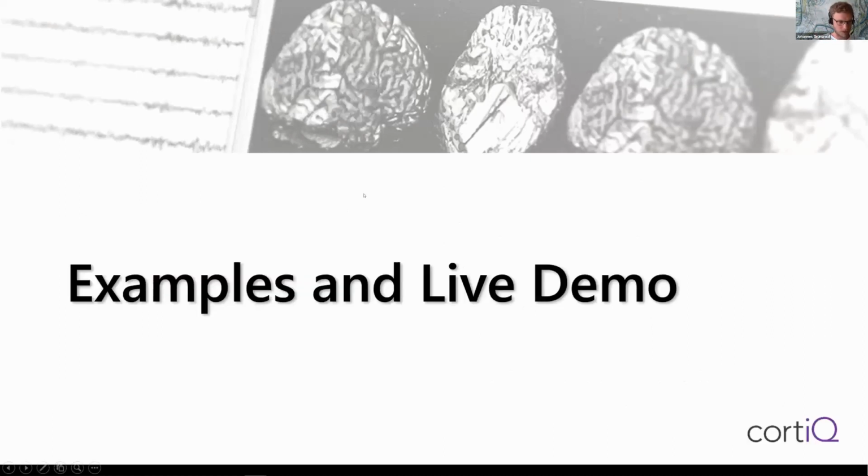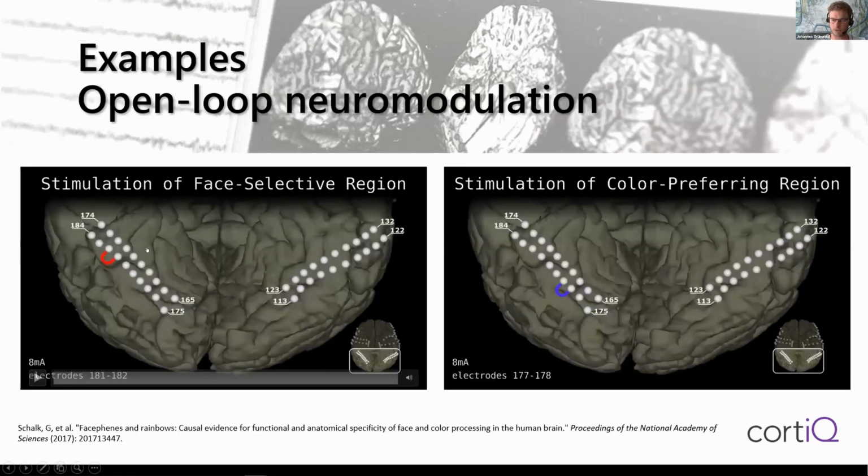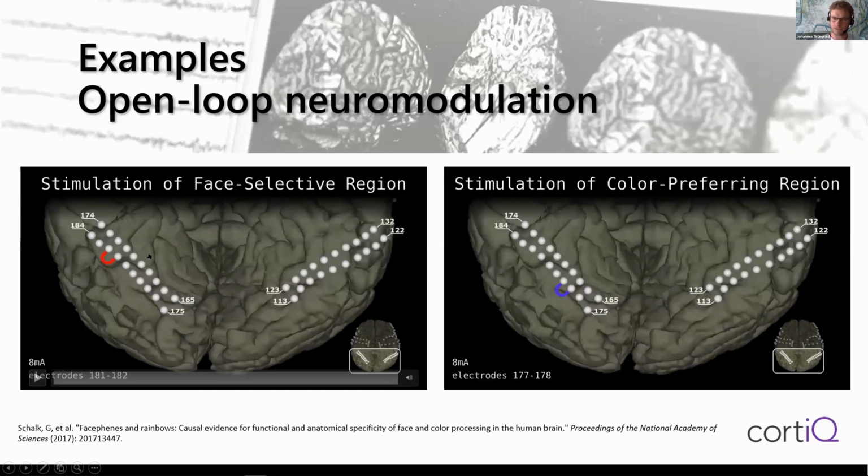Good. Now we come to the third part. Let me have a look. So we have about 20 minutes left. Maybe therefore we can skip this video, because Christoph has already shown it. It's a typical example of open loop neuromodulation, where the temporal base, the phase selective, and the color preferred region are stimulated, and the patient, depending on the stimulation, has according symptoms and impressions and sensations.